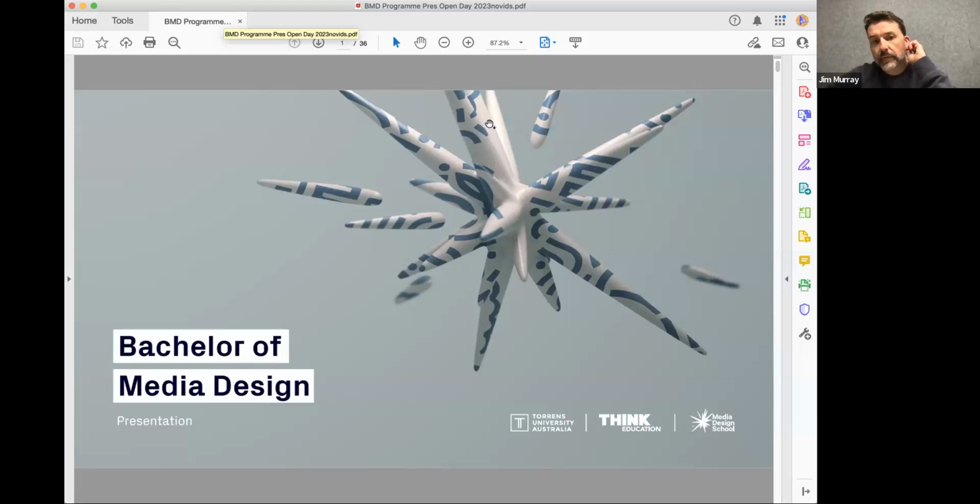So the program itself is a 3-year degree. The first year is multidisciplinary. And then in the second year, you major in motion design, interactive design, or graphic design.